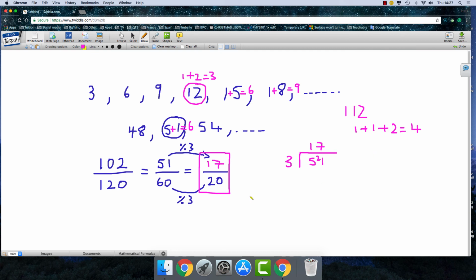Just to finish this question off as a QTS question, once you've got 17 over 20, let's just jot that down. To turn that into a percentage, you need to times by 5. Why do we need to times by 5? Because 20 goes into 100 5 times. And then you've got a percentage or a decimal. 85% or 0.85. There you go. Hope that helps.